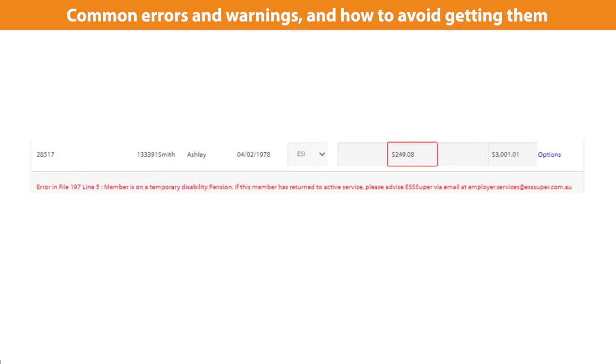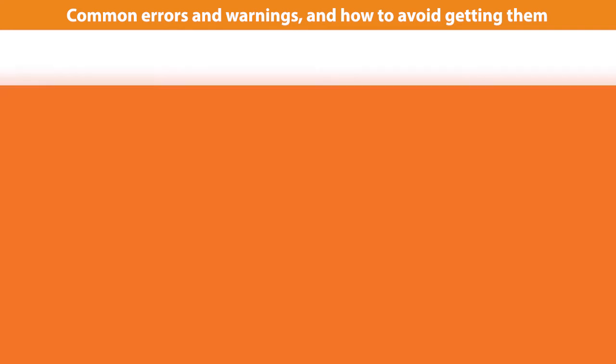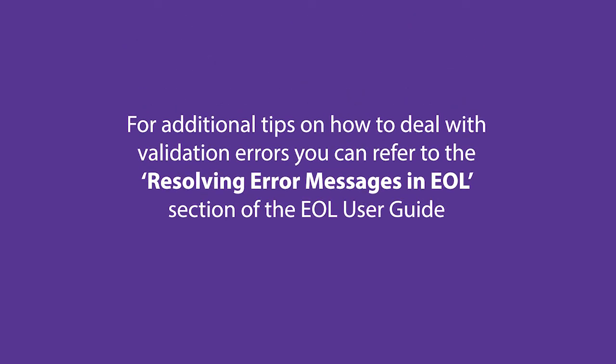To prevent this error message, if you have an employee who returned to work and is no longer receiving a pension, contact EOL Super as soon as possible so that we can update the employee's employment status. For additional tips on how to deal with validation errors, you can refer to section Resolving Error Messages in EOL in the EOL User Guide.